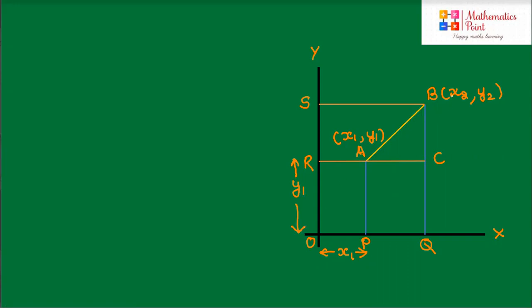Now the coordinates of the point B are x2, y2. So that means the distance OQ is x2 and the distance OS is y2.